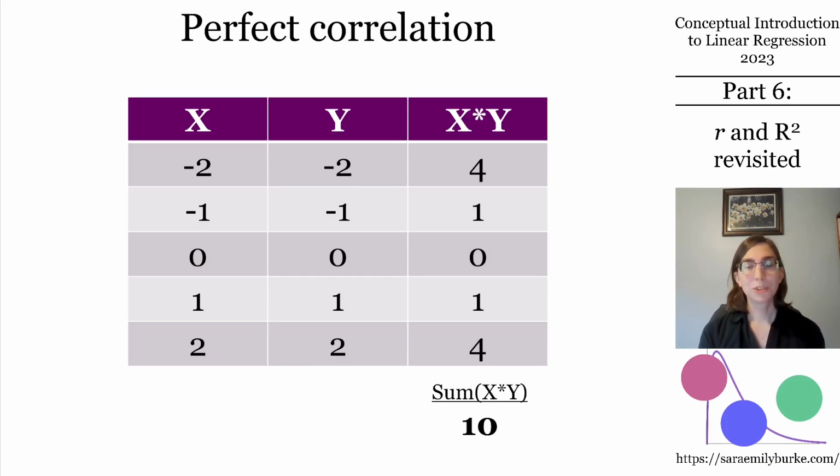It turns out this is the maximum sum of products that you can get with these x's and these y's, because the biggest x's go along with the biggest y's, and the smallest x's go along with the smallest y's. That's how you would rearrange any data set in order to maximize the sum of the products. Put the biggest values of one variable alongside the biggest values of the other variable.